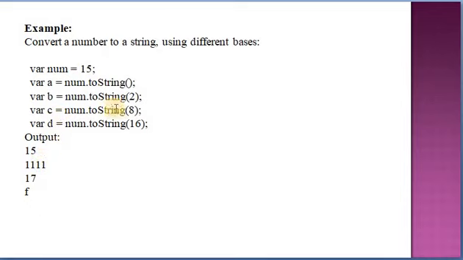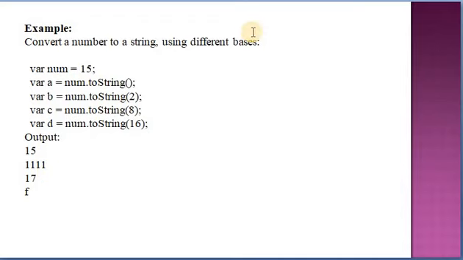Again, c is equal to toString with 8, the octal number. Here it returns 17, because 15's octal is 17. And d is equal to num.toString with 16, it returns the hexadecimal number F, because 15's hexadecimal number is F. Binary, hexadecimal and octal numbers: this is the example with the different bases.